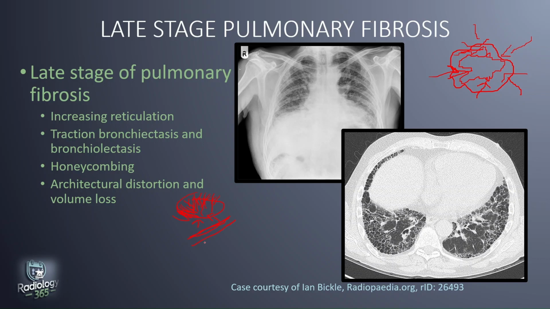Then we have what we call honeycombing, which is multiple cystic structures in the subpleural region appearing like the honeycomb of bees. Yeah, so you see this appearance in the subpleural region associated with some volume loss and traction bronchiectasis. This signifies the late stage of pulmonary fibrosis.